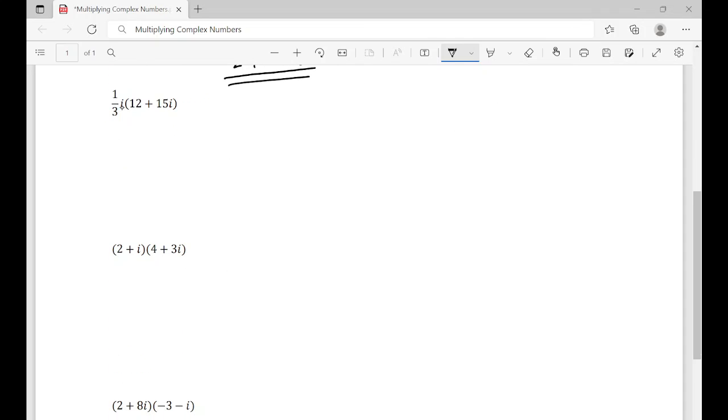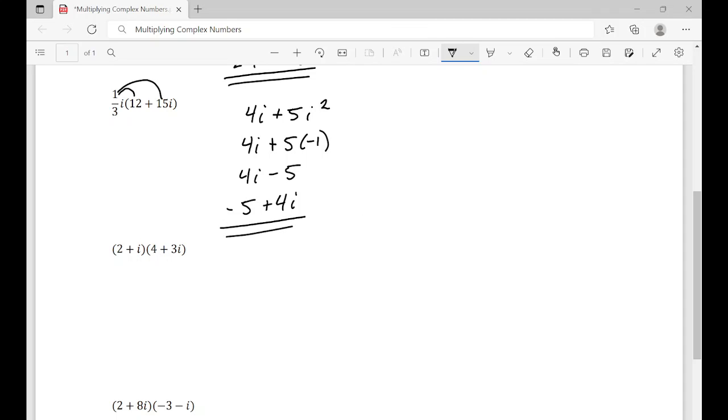Next, I have 1/3 i times 12 plus 15i. So I'm just going to distribute the 1/3 i across. 1/3 i times 12 is going to give me 4i, and then 1/3 i times 15i is going to give me positive 5i squared. We have not forgotten that i squared is just -1, so just change it as such and then simplify it: 4i minus 5. Because I can't have it in this form, just switch the order: -5 plus 4i, and there you go, you got your answer.